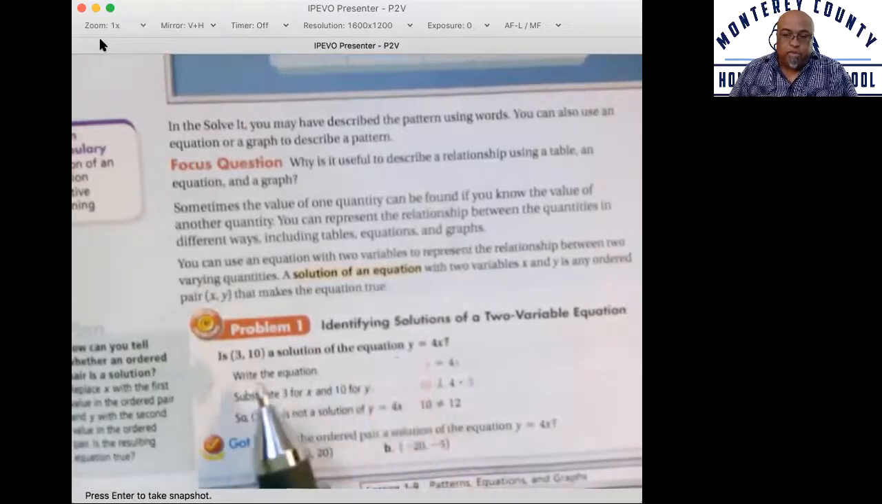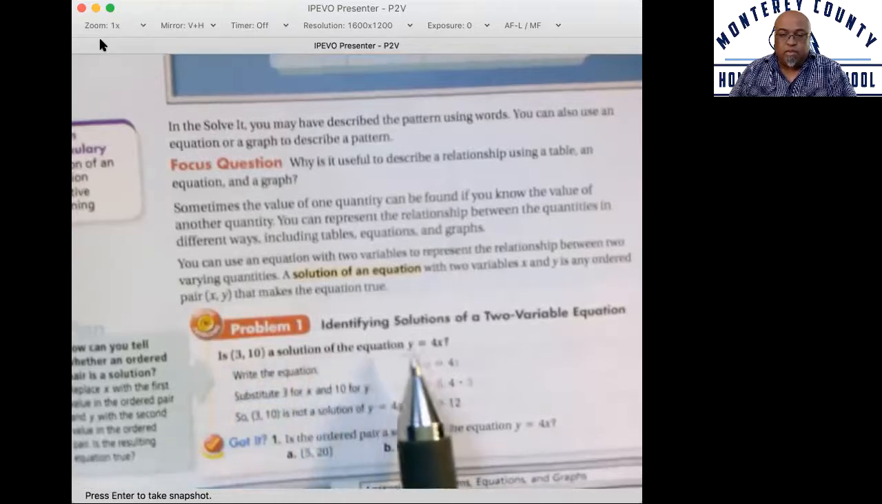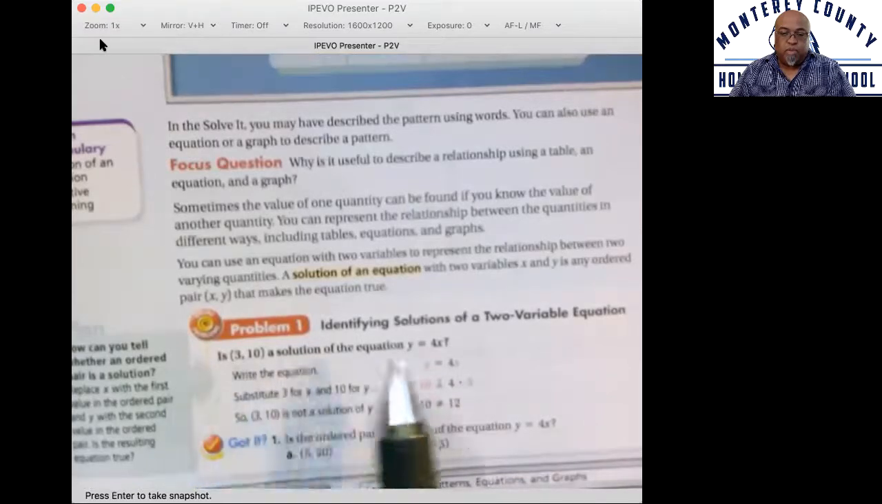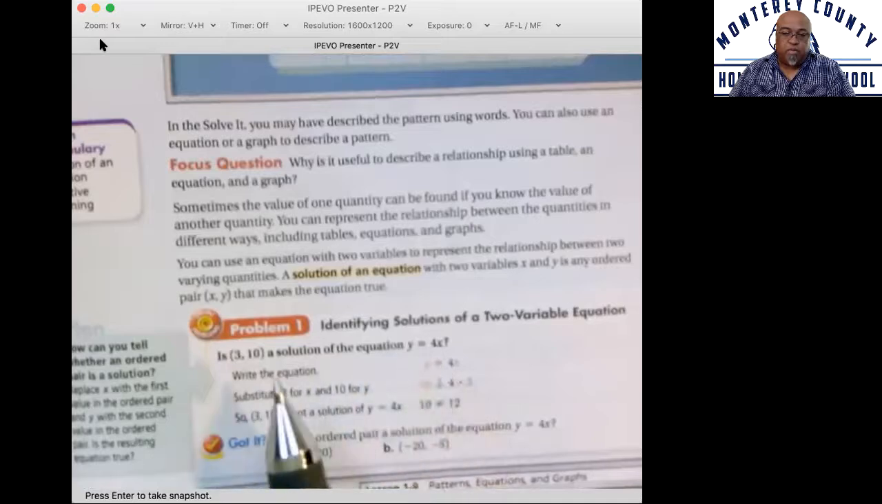All right, so 3 represents your first value, known as your x value. 10 represents your y value, which is your second value, okay? Now, in the solution, y is equal to 4x. Now, which one was x? Was it 3 or 10? You got it. That's right, Evelyn. It is 3. The first one is the x value. So 4x means 4 times 3. And the second one is the y value, okay, which is 10.